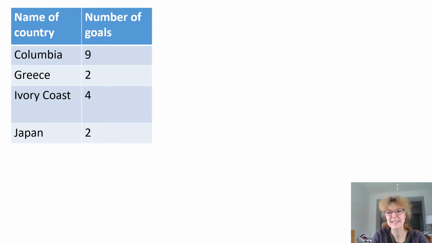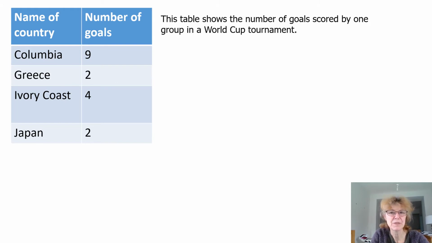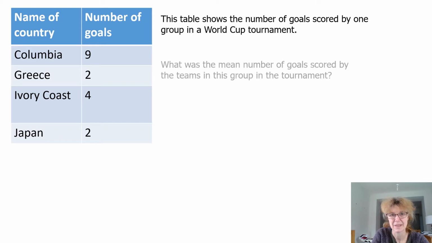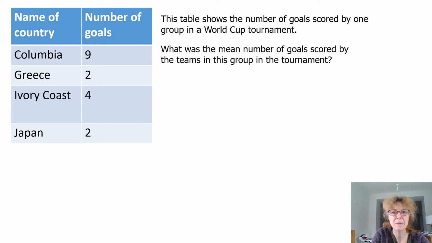Okay, so in this table, we've got the number of goals scored by a group of countries in a World Cup tournament. We've got the name of the country, Colombia, Greece, the Ivory Coast, and Japan, and the number of goals that each of those countries scored. What was the mean number of goals scored by the teams in this group in the tournament? Just pause the video now while you calculate that out.